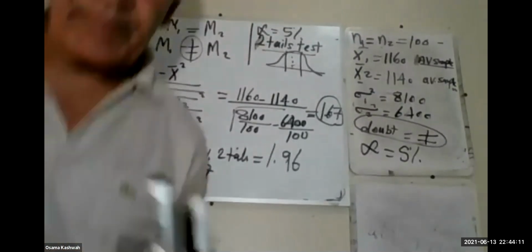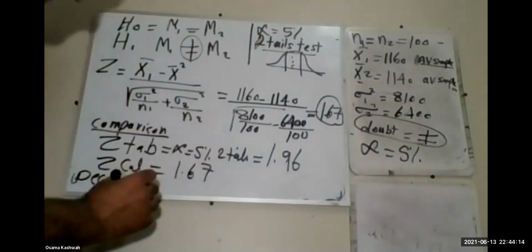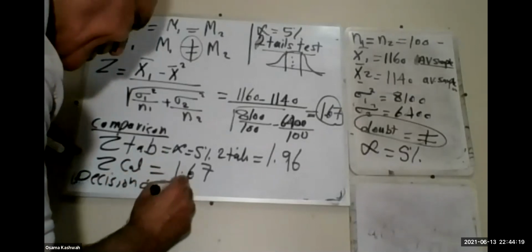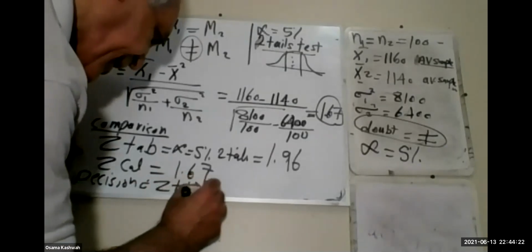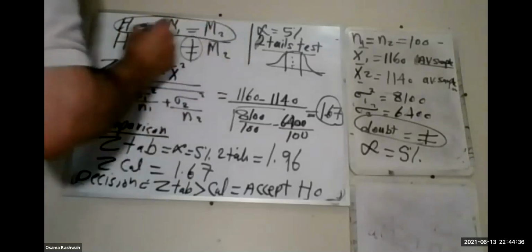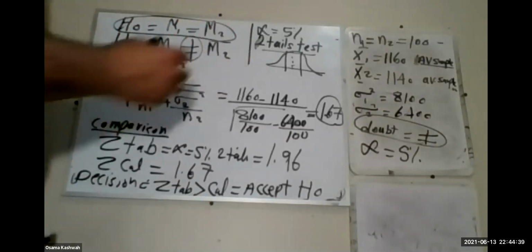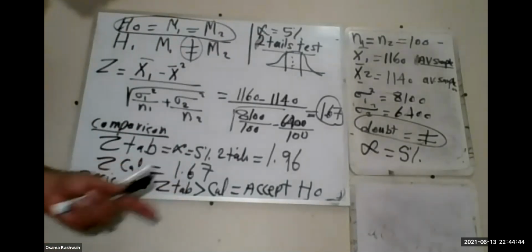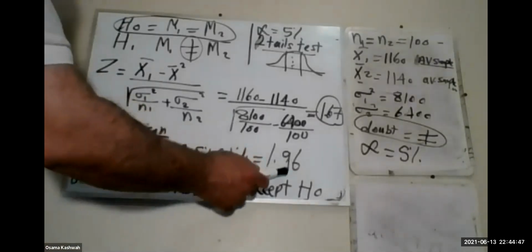Then the decision after the comparison, the last step. Since Z tabulated is greater than Z calculated, then accept H0. Accept H0 means the averages of the populations I'm studying are the same. So the two bulbs are living the same life. There is no difference between the life of the two bulbs, because the calculated is 1.67.